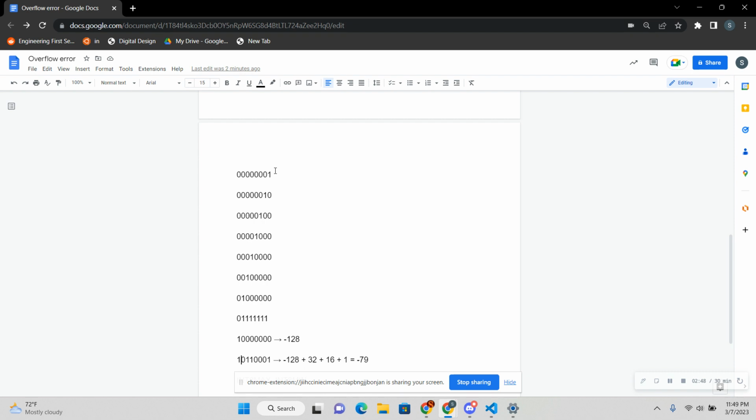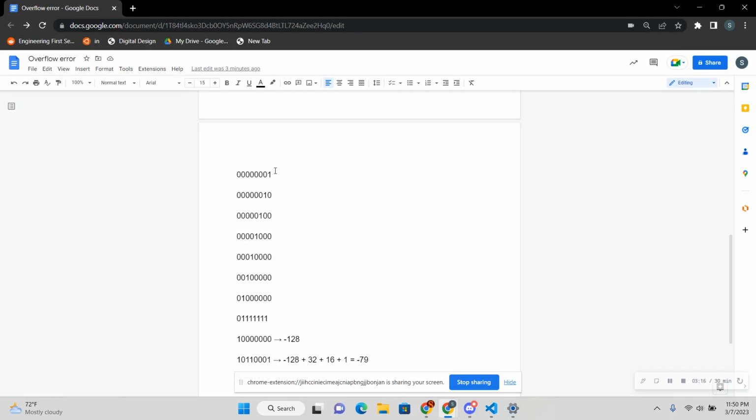To determine the negative number of the binary, you would locate whether it's positive or negative. This is just the two's complement concept itself. So we have negative 128, and then locate the other numbers. So this position is 32, this position is 16, and if you go all the way here, this position is 1. And so we add all those positive numbers to that negative 128 to get this negative 79.